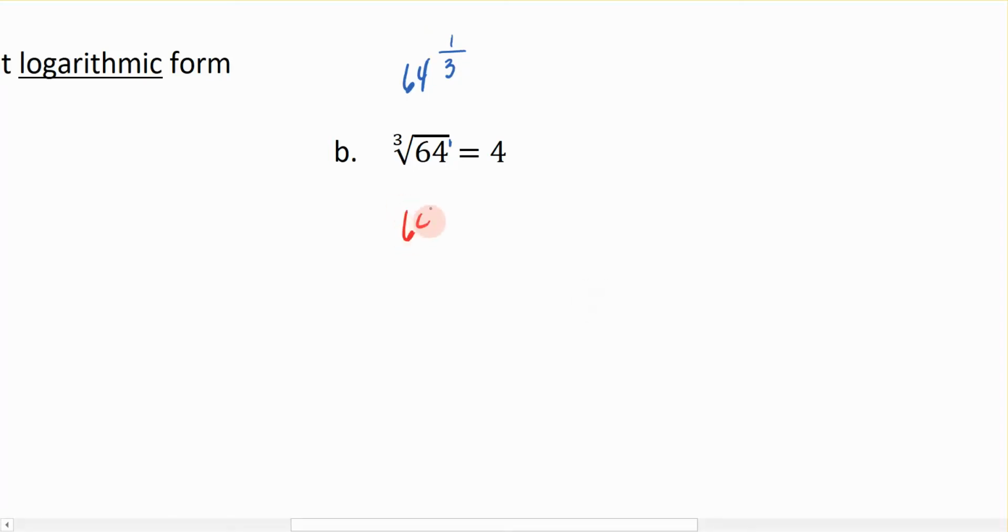So I have 64 to the 1/3 is equal to 4. It's this exponential form that I want to move into the log form. So what is my base? My base is 64. So I write log base 64 of the argument 4 is equal to the power 1/3. And that's the log form.